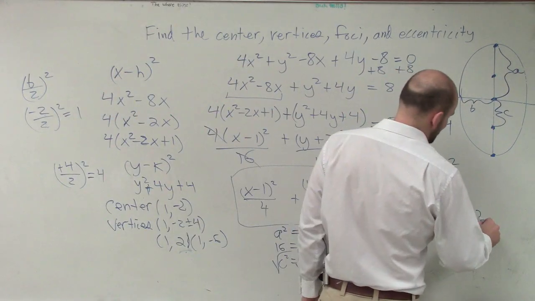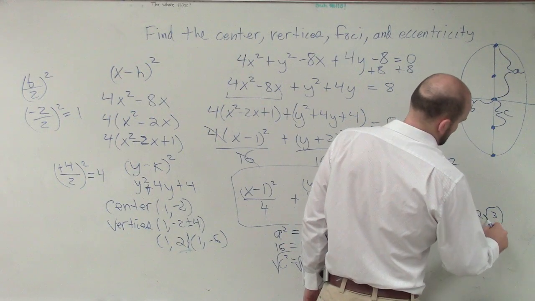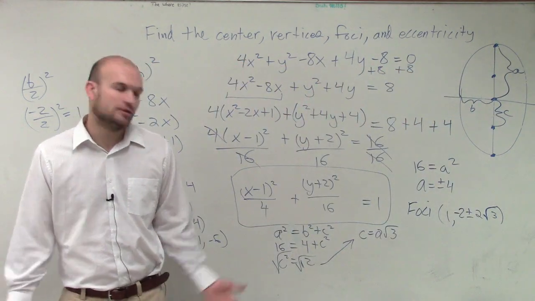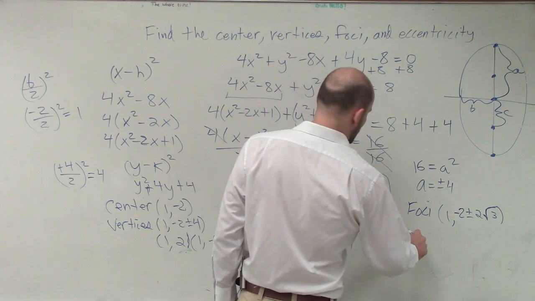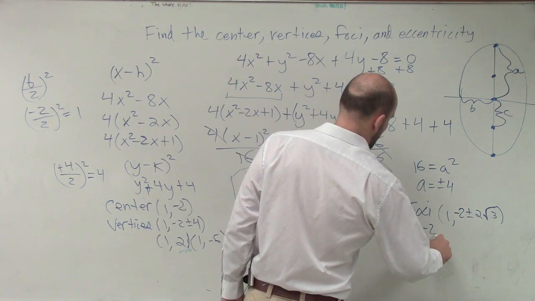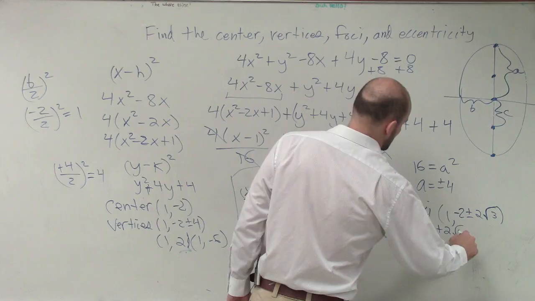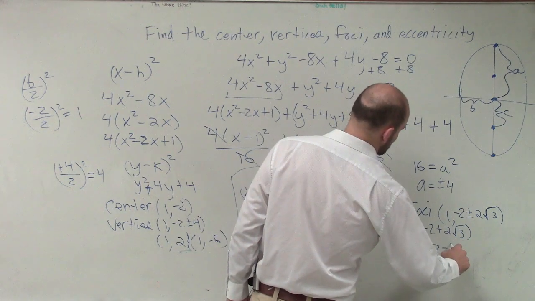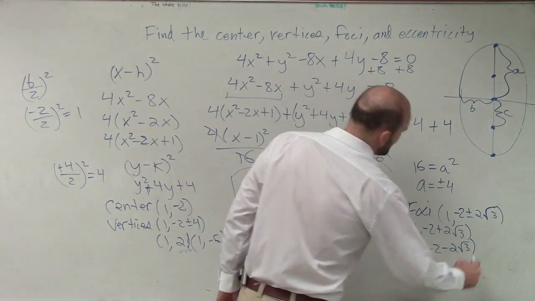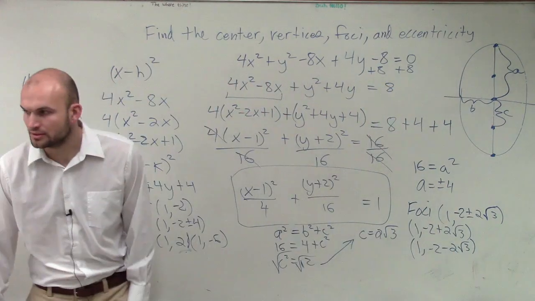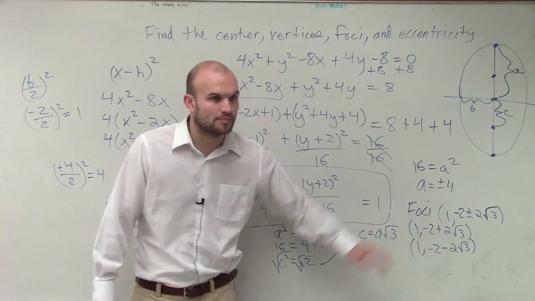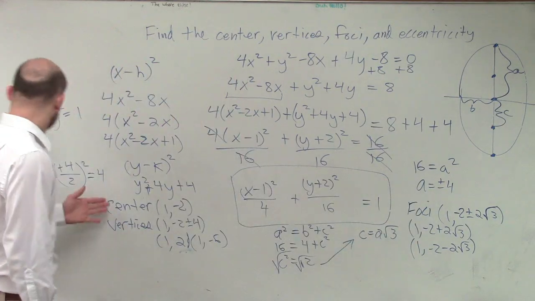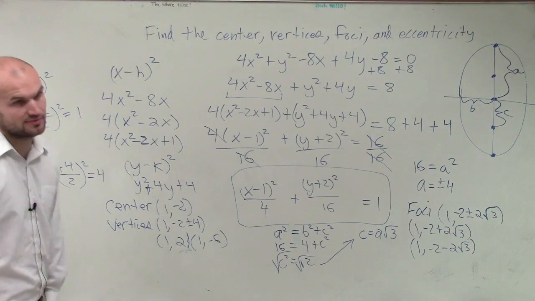Now, can we add a 2 square root of 3 to a -2? No. So we can just write our foci as 1 comma -2 plus 2 square root of 3, and our other foci is 1 comma -2 minus 2 square root of 3. Do not give me decimal form. Leave this in the exact form. All right? So now we have our foci, center, and our vertices.